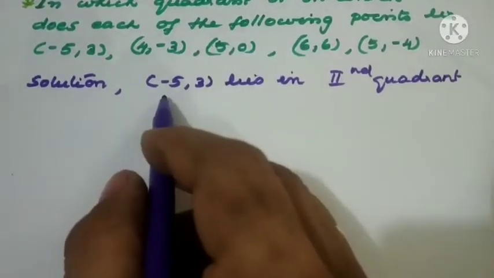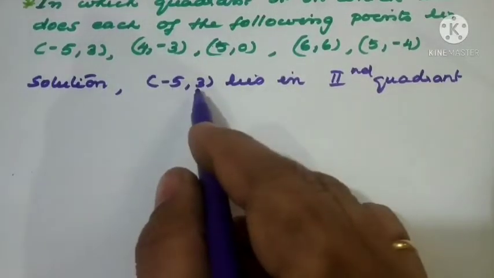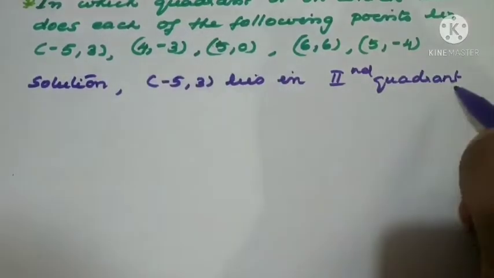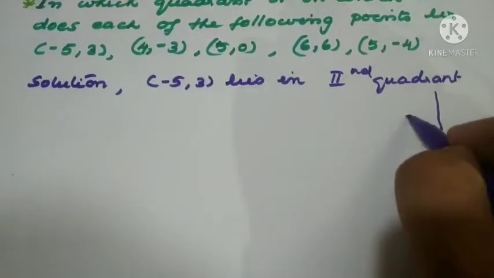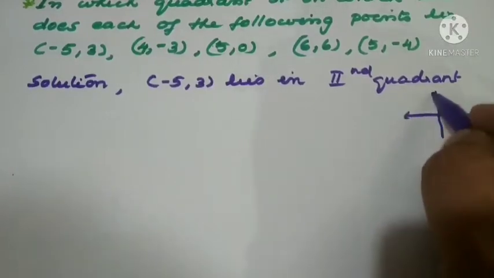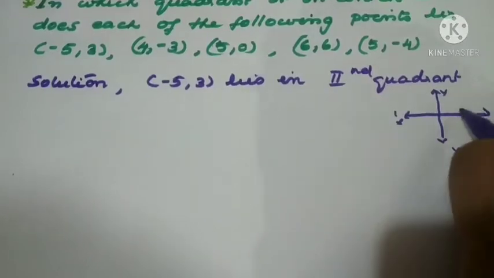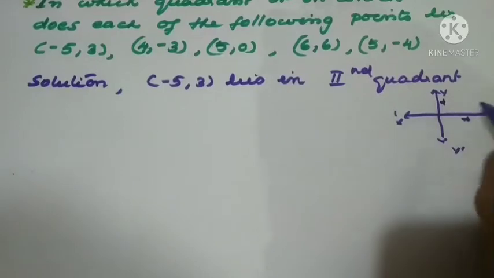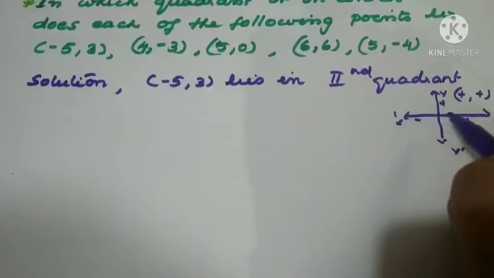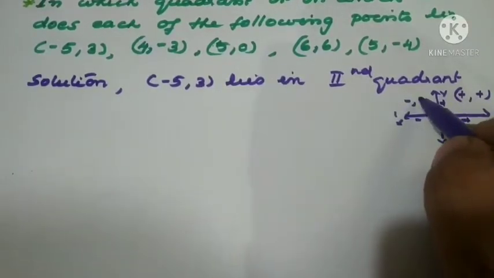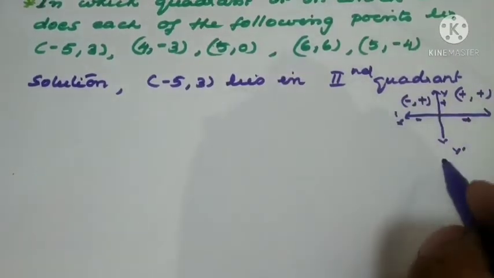Because the first coordinate is negative and the second coordinate is positive. So when we draw the axes, a rough figure, x-axis, x dash, y and y dash, here this is plus values, right side of the 0 and above the 0 is plus, so this quadrant is plus comma plus. Now here negative, so first we tell the x value, then the y value. So the coordinate signs are minus comma plus.